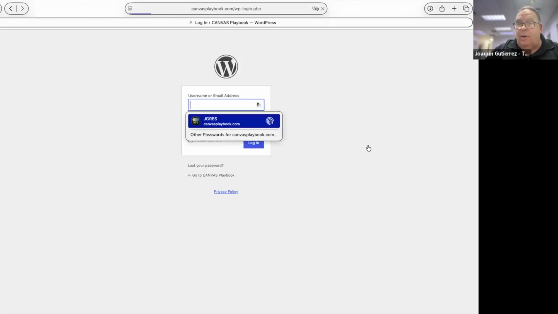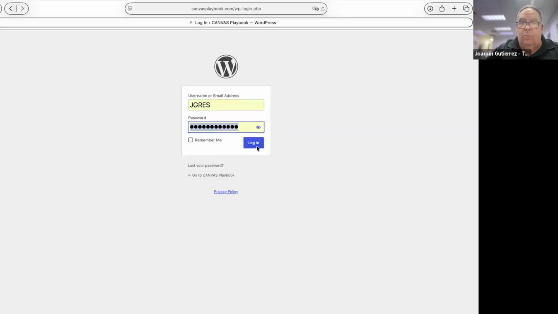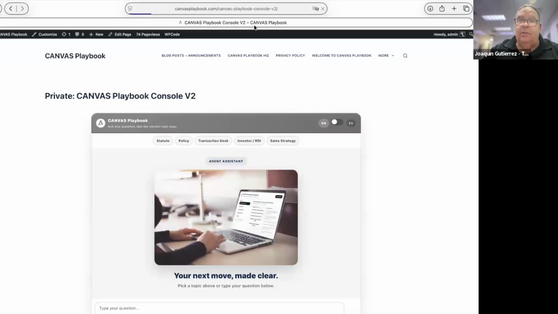Once you hit the login button, you're going to say lost your password and it's going to ask you for your email. Use the email that you use when you joined Canvas.